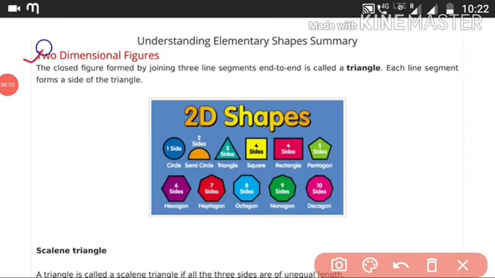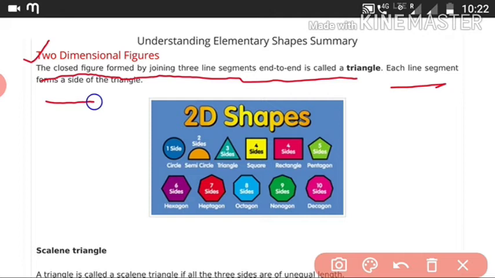Now two-dimensional figures. The closed figure formed by joining three line segments end to end is called a triangle. Each line segment forms a side of the triangle. You can see these are 2D shapes. For a circle there is only one side, and for a semicircle there are two sides. This is one and this is another.